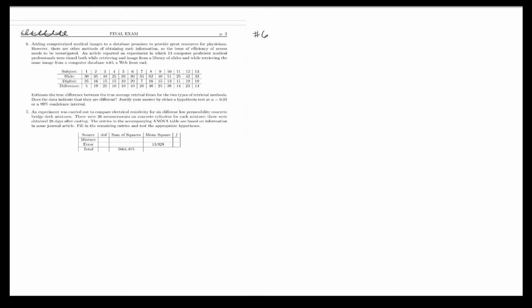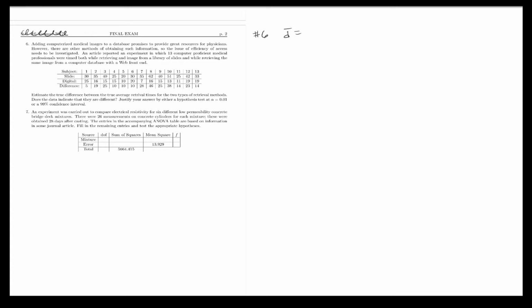And here are the 13 results from the slides versus the digital access, and then the difference. Estimate the true difference between the average retrieval times for the two types of retrieval methods. Does the data indicate that they are different? Justify your answer by either a hypothesis test at alpha equals 0.01 or a 99% confidence interval. I'll just go ahead with the hypothesis test. And so D bar, what's D bar?